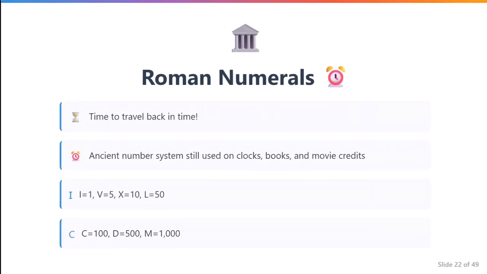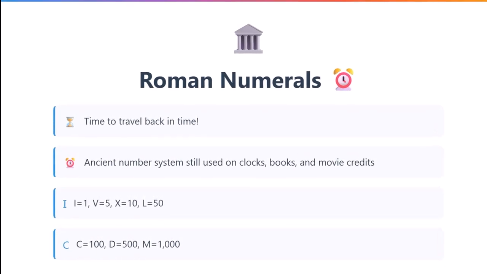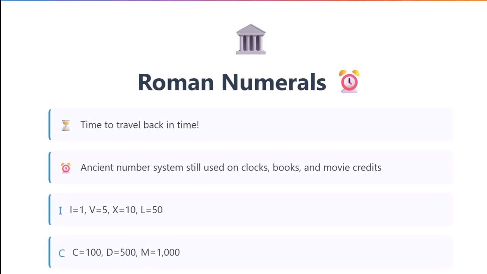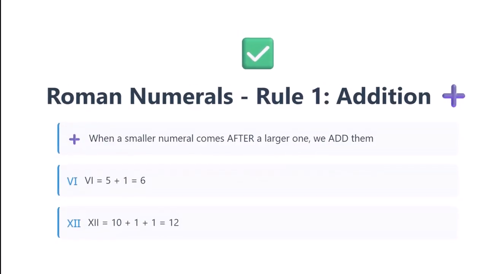Time to travel back in time. Let's learn Roman numerals, the ancient number system that's still used today on clocks, in books, and in movie credits. Here are the basic Roman numerals. I equals 1, V equals 5, X equals 10, L equals 50, C equals 100, D equals 500, and M equals 1,000. Now, for the rules.